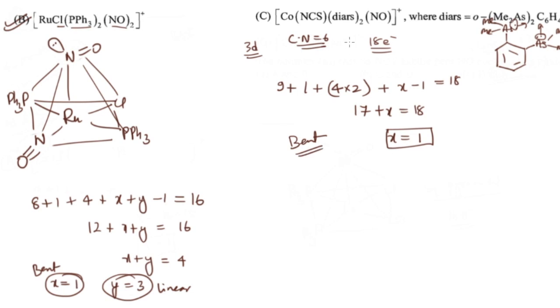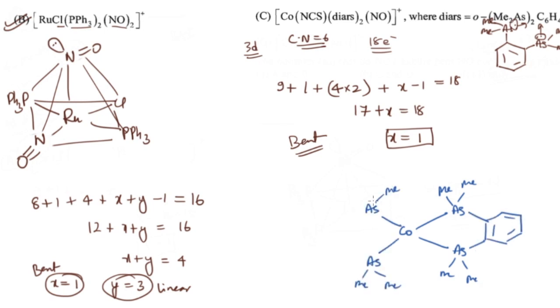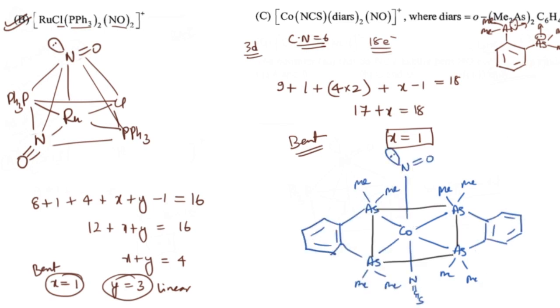Okay, so here it is present in the bent mode, not in the linear mode. If I just draw the structure of this complex, so you have CO ligand, and you have, let's say, arsenic over here. This arsenic is attached to two methyl groups, this is attached to two methyl groups, and let me just draw this. Okay, so this is how the complex will look like.